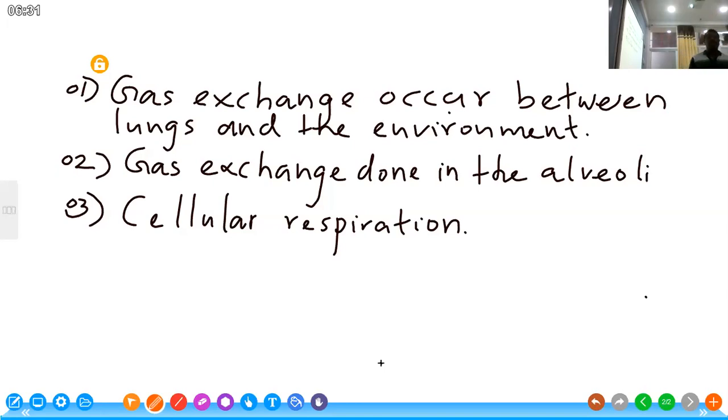Right, let's move to the first step. The first step, the gas exchange occurs between the lungs and the environment. Gas exchange occurs between the lungs and the environment. I'll show you a small video as an introduction.